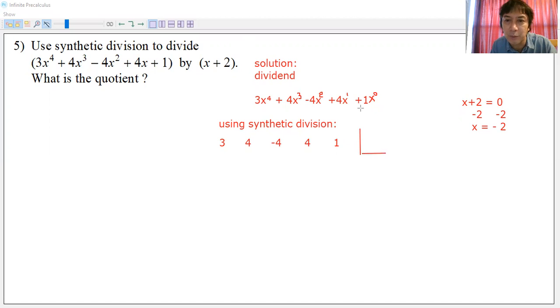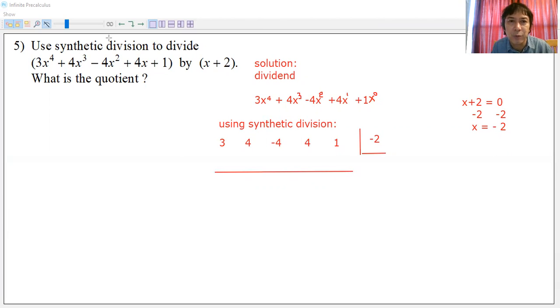There, and this will be over here. This is negative 2 there. That becomes your multiplier. All right, and so we continue now with synthetic division. We put a line there.